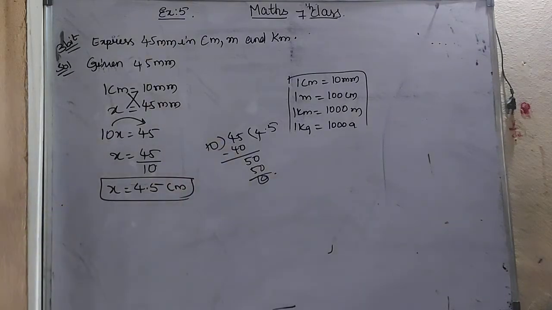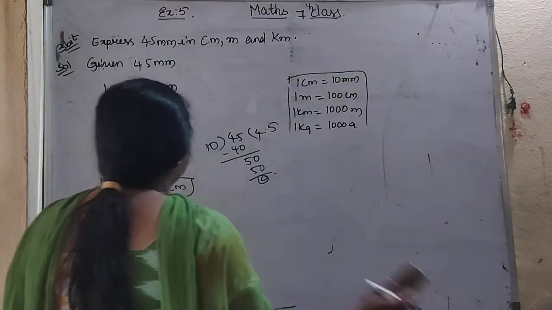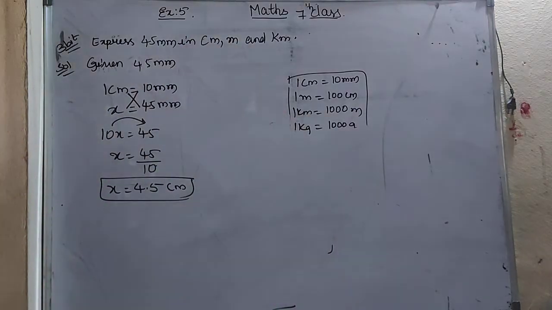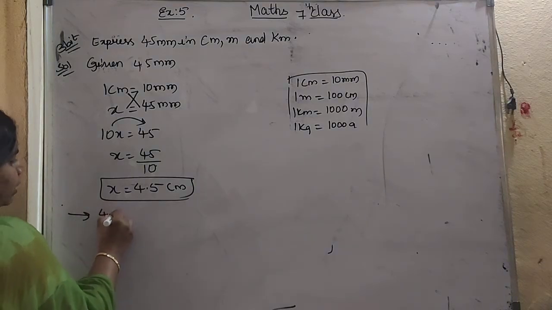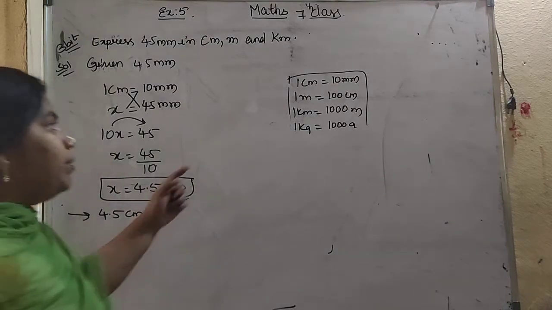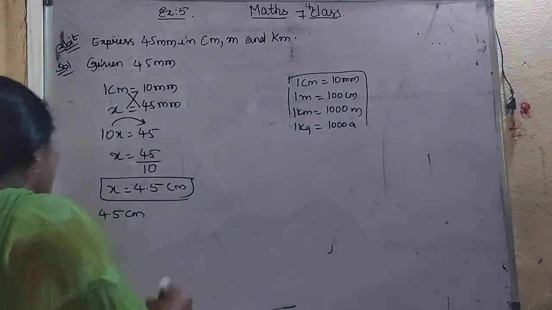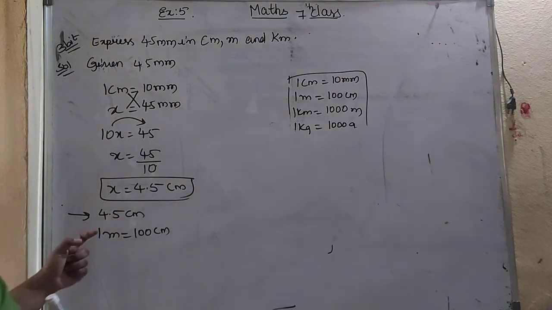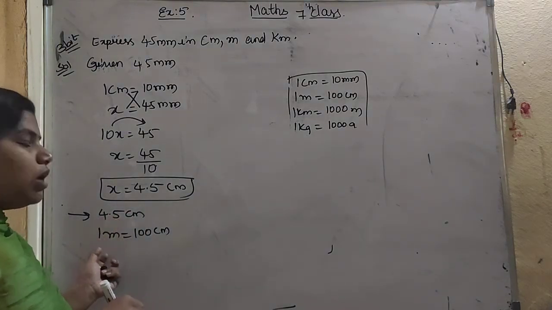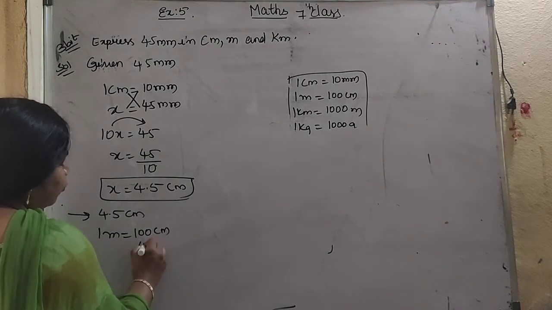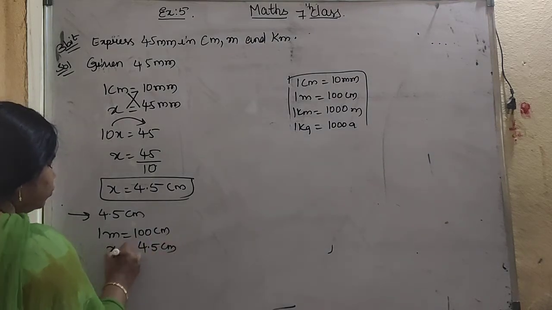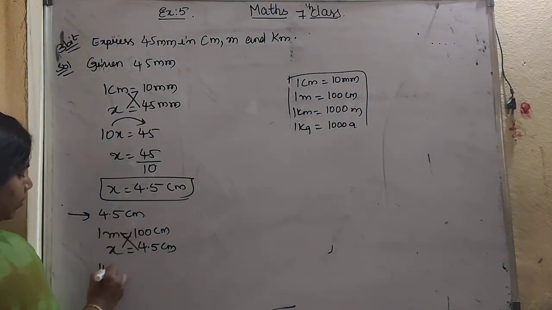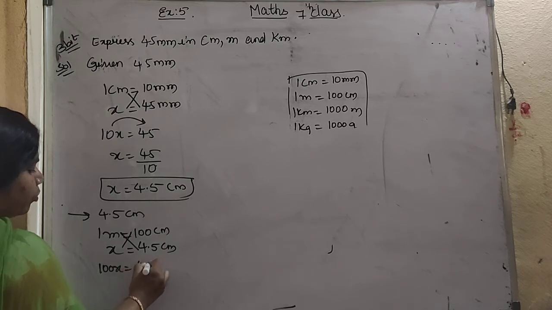It is 4.5 centimeters. Now this centimeters value we have to convert into meters. So centimeter to meter, what is the conversion? 1 meter is equal to 100 centimeters. Now we have to find how many meters 4.5 centimeters is. Now you do cross multiplication. That will be 100x is equal to 4.5.